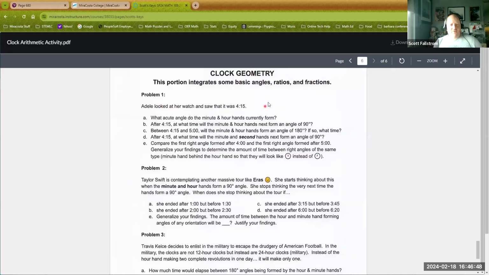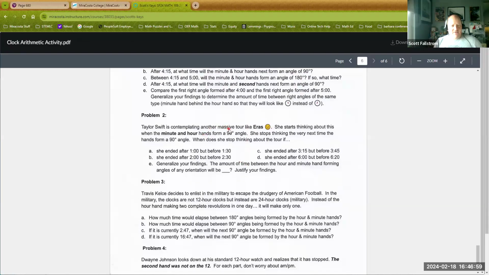So these were with ratios and proportions. So it was 4:15. What angle do the minute and hour hands form? After 4:15, when do they form the next 90-degree angle? Taylor Swift, she's thinking about minute and hour hands forming a 90-degree angle, exactly like this person was. She ended after 2 o'clock, but before 2:30. After 3:15, but before 3:45.